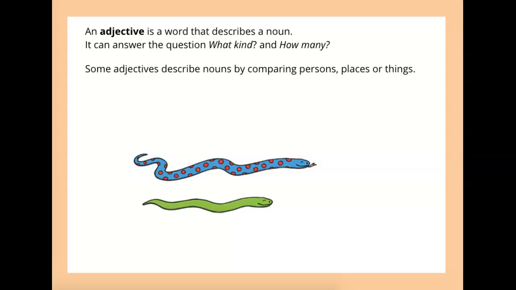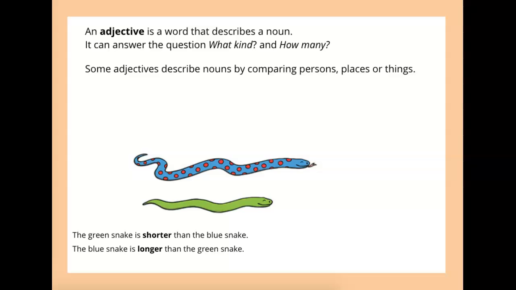So some adjectives describe nouns by comparing persons, places, or things. Then how can we compare these two snakes? Maybe we can compare and see which snake is shorter. So, which snake is shorter? The green snake is shorter than the blue snake. This time, let's compare which snake is longer. Which snake is longer? The blue snake is longer than the green snake.